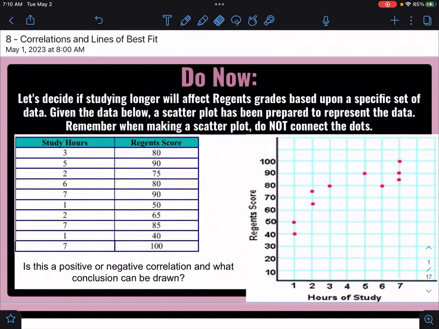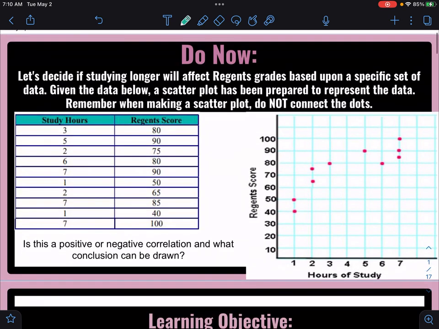Alrighty, we are going to start our next lesson, which is on correlations and lines of best fit. So let us decide if studying longer will affect Regents' grades based upon a specific set of data. Given the data below, a scattered plot has been prepared to represent the data. All that means is they took the points, they used X as your study hours and Y as the Regents' scores, and they made different points on this graph. But because it's a scattered plot, you will see that they did not connect the points.